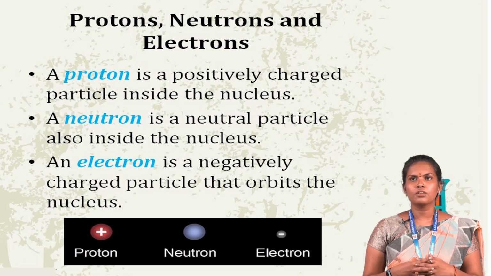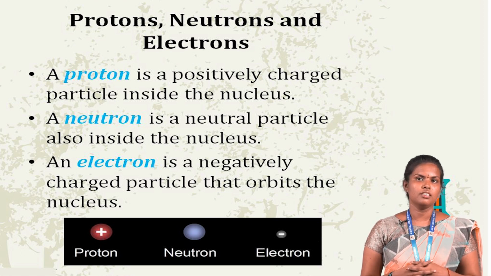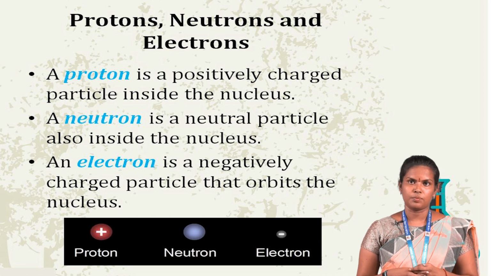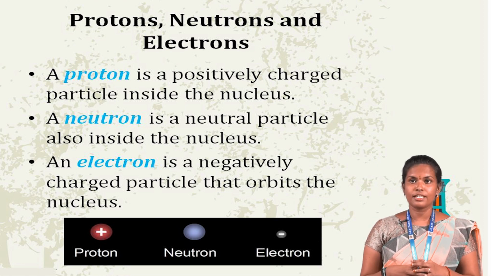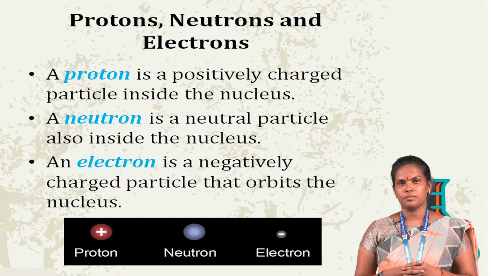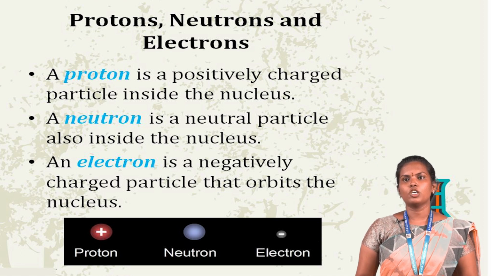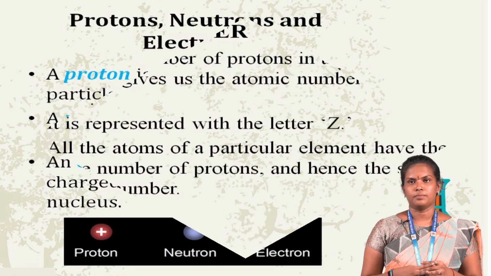What are protons, neutrons and electrons? A proton is a positively charged particle inside the nucleus. A neutron is a neutral particle also inside the nucleus. An electron is a negatively charged particle that orbits the nucleus.